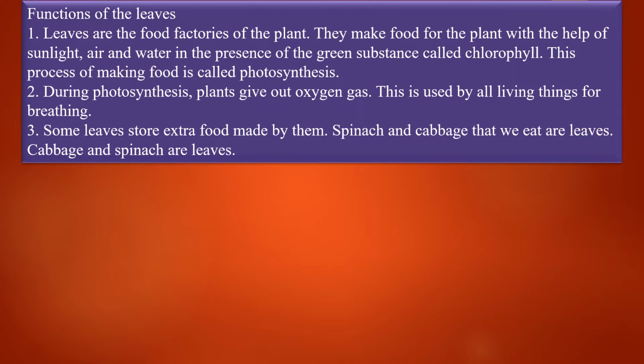During photosynthesis, plants give out oxygen gas. This is used by all living things for breathing. Oxygen is released for the animals and living beings. Some leaves store extra food made by them. Spinach and cabbage that we eat are leaves. They are not fruits.